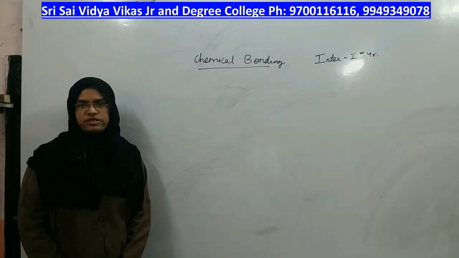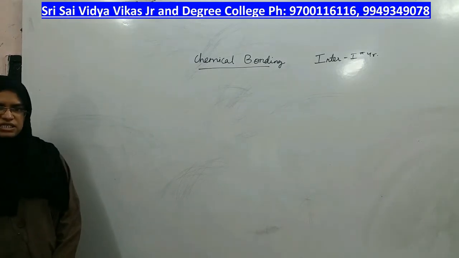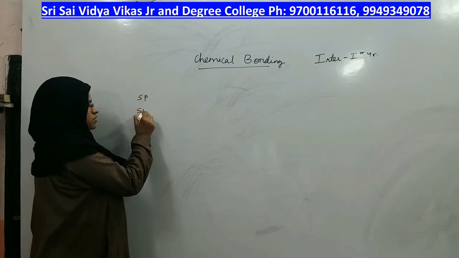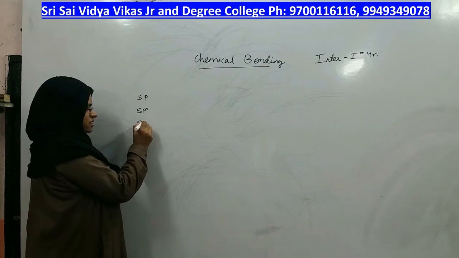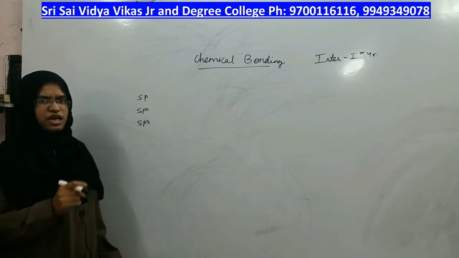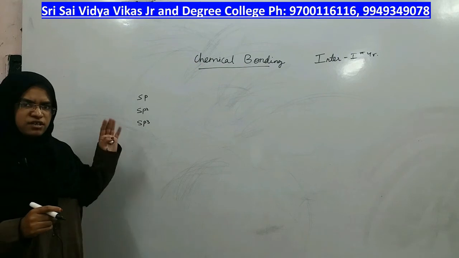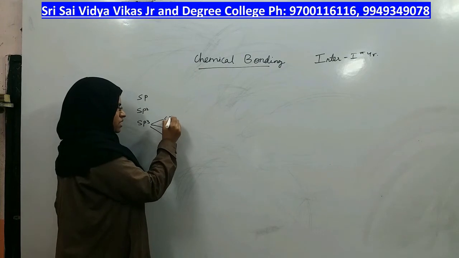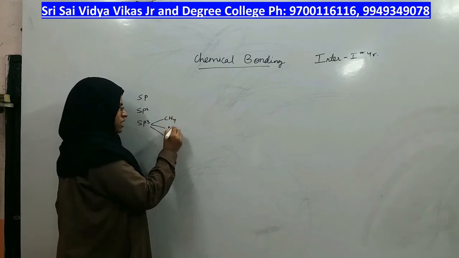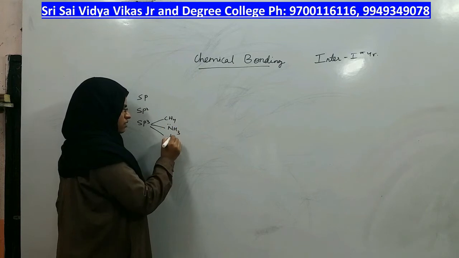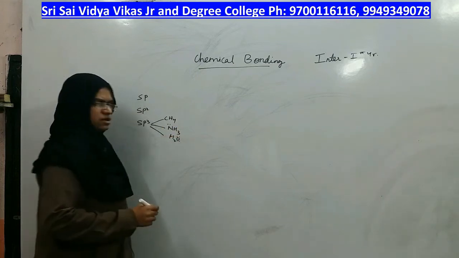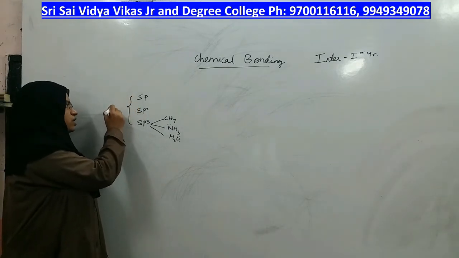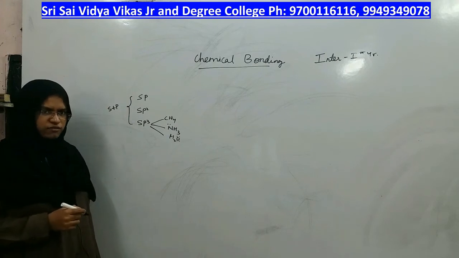In the last class we were discussing different types of hybridizations, in which we have seen sp, sp2 and sp3 hybridization, each having many molecules, but we have seen one in each category. In sp3 we have seen methane, ammonia and water, right?